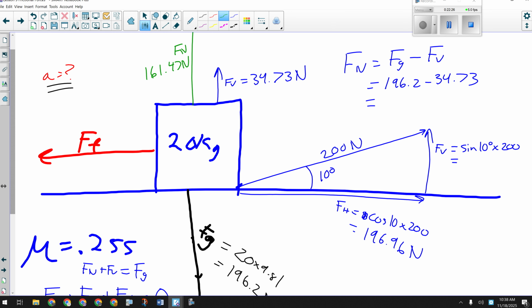Okay, now that I know the normal force, can I calculate the force of friction? Because I have mu, right? It told me what mu is right here. Okay, so force of friction is mu times Fn, so 0.255 times 161.47.